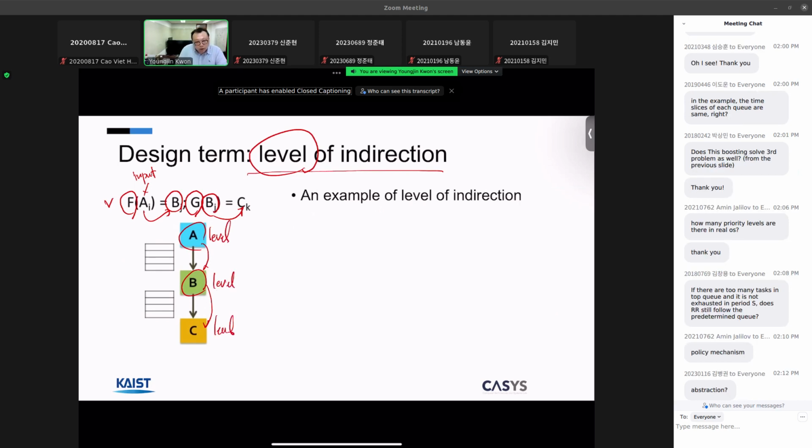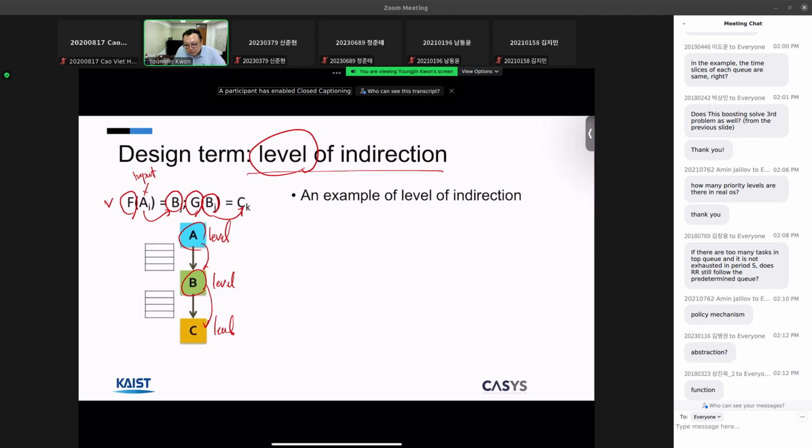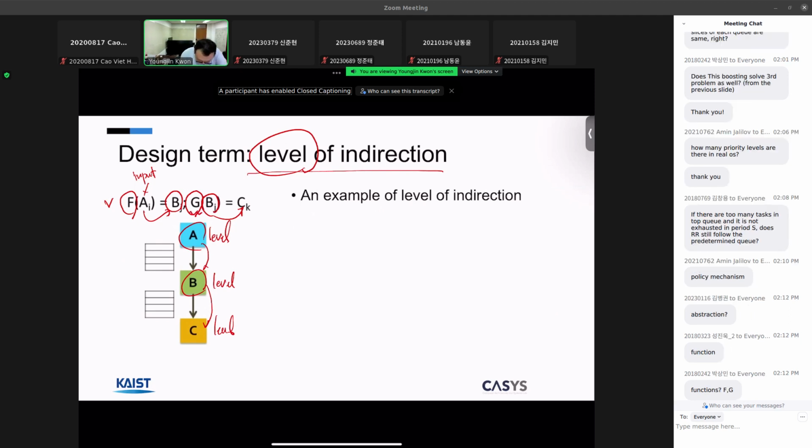Okay, what is indirection? What does indirection mean? This function: usually a function can approximate some table, right? A function is just a given input-output table. So this is indirection. Super vague, right? So what am I talking about? There are popular examples of level of indirection.